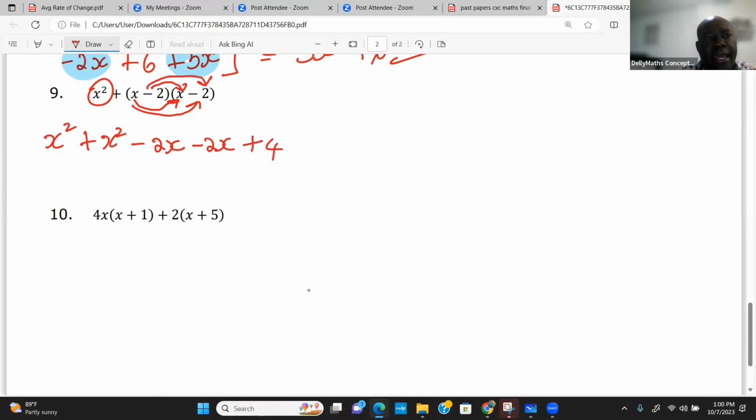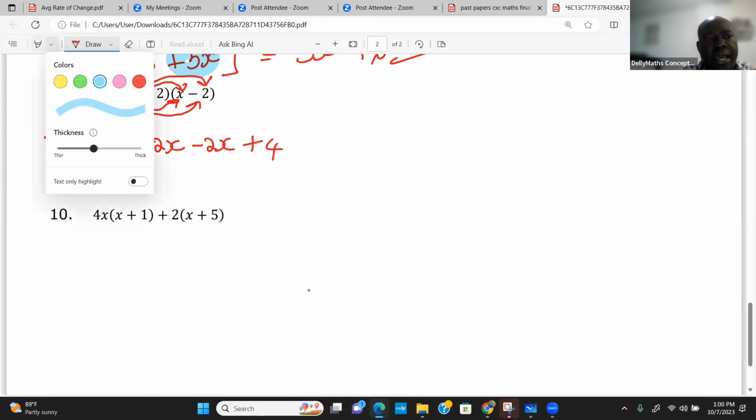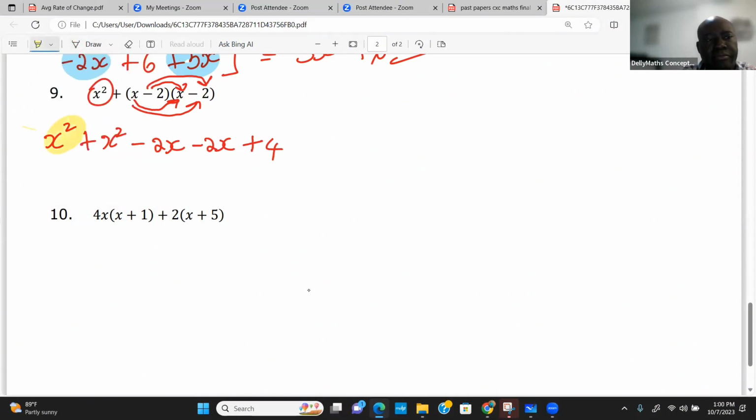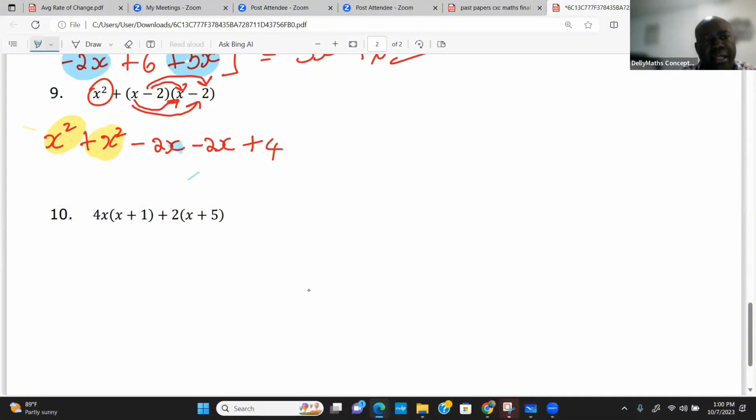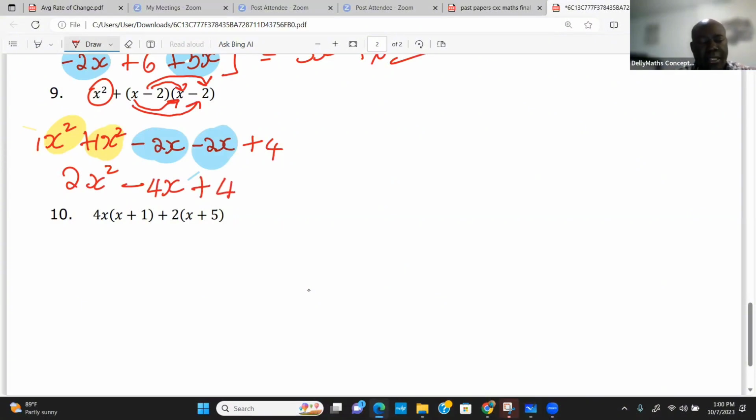What are the things that are alike? Well, these are alike at the front right here. And in blue, I'm going to put the other things that are alike. These are alike. They're x terms. So let's finalize. If you do not see a coefficient, that means it's a 1. So we have 2x squared, -4x, and then +4. So that's the final response for that.